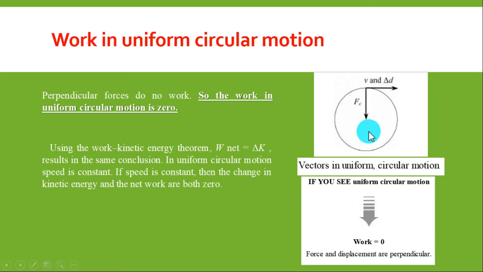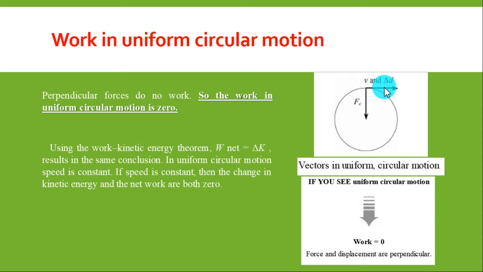The second thing about uniform circular motion: centripetal acceleration and centripetal force are always directed toward the center. So, tangential speed and centripetal force are perpendicular to each other at any point, here or here or here or here. Okay? And we know that velocity depends on what? Displacement. V equals d over time.